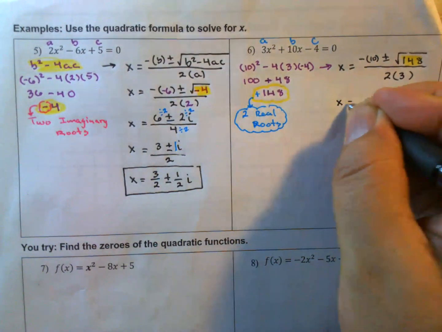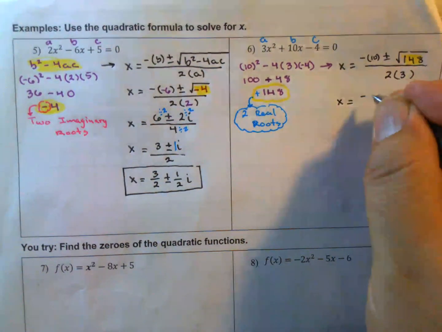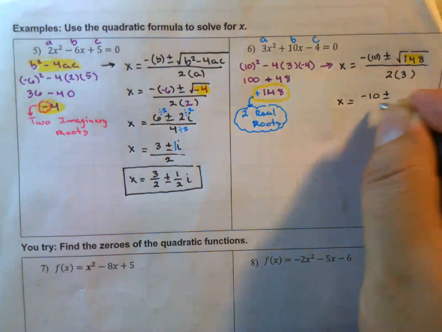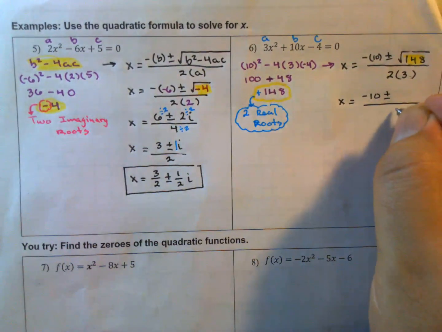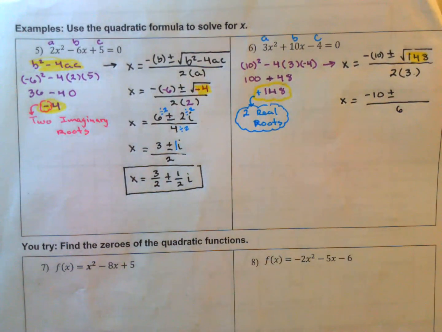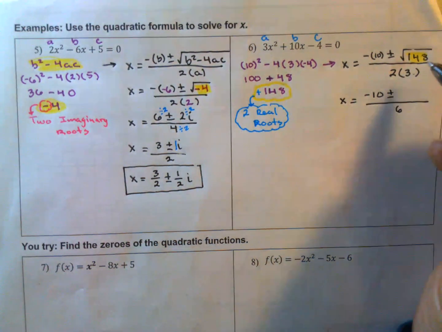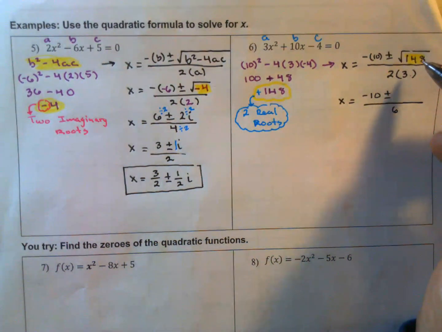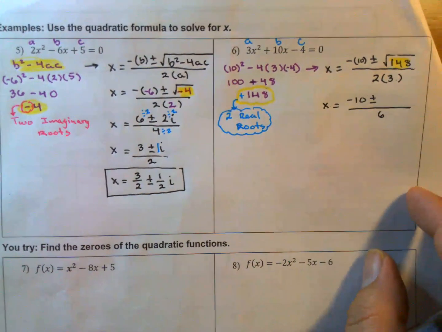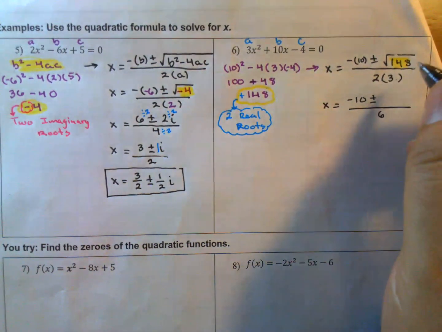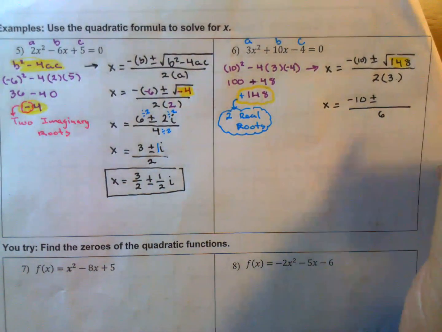Now, we do have to remember that when we have a square root, well, let me write my negative 10 first. And 2 times 3 is 6. Let's get the easy part out of the way. But here's what I wanted to mention. When you have a radical or a square root of 148, just like we do here, we have to ask ourselves, can this radical be simplified?